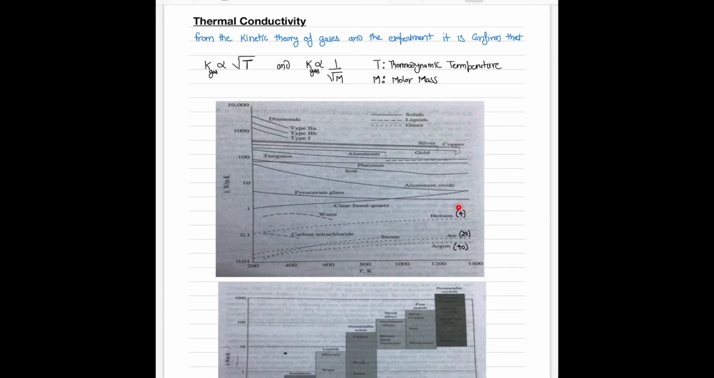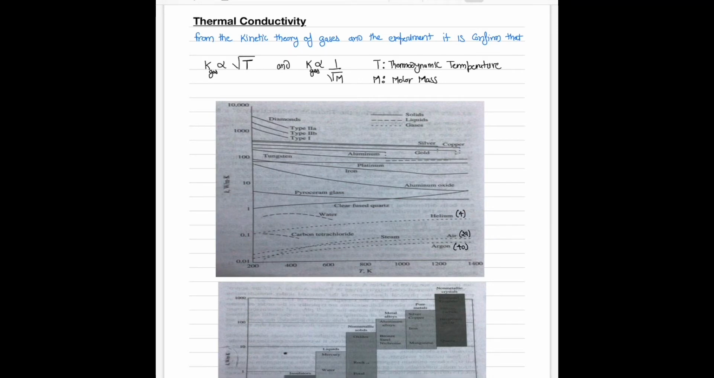Helium has a molecular weight of 4, air has a molecular weight of 29 and argon has a molecular weight of 40. So according to the kinetic theory of gases, the higher the molecular weight, the lower the thermal conductivity. So argon should have a lower thermal conductivity as compared to helium and air, where helium has the lowest molar mass in this graph, so helium should have a higher thermal conductivity. This is clearly seen from this figure.